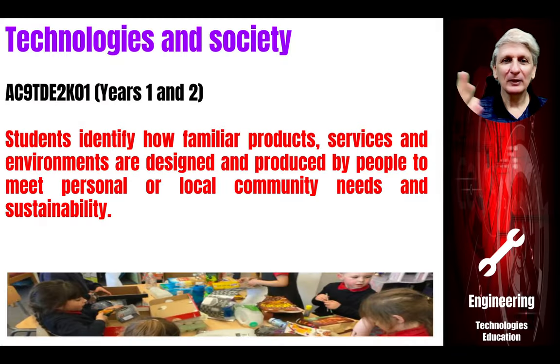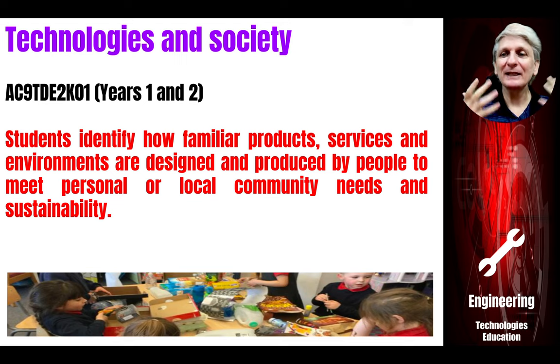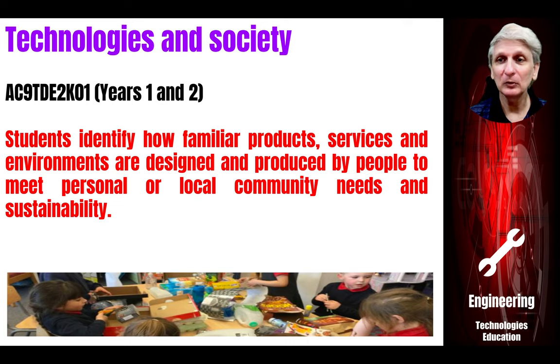Okay, so now let's start looking at some content descriptors of what students need to be able to achieve at various stages and the elaborated ideas on how they might achieve these things, the sorts of activities that they could do that would help them achieve these content descriptors. So in years 1 and 2, in terms of technology and society, students need to be able to identify familiar products, services, and environments, how they're designed and produced by people to meet personal and local community needs and sustainability issues.